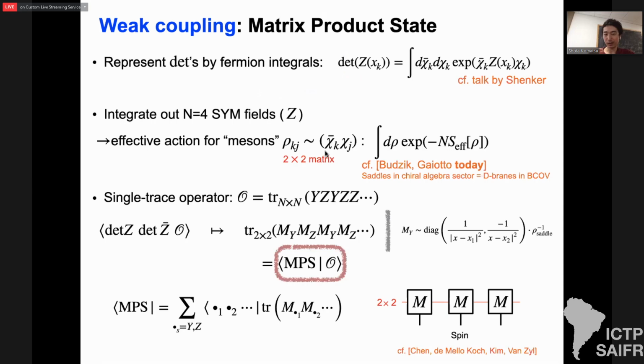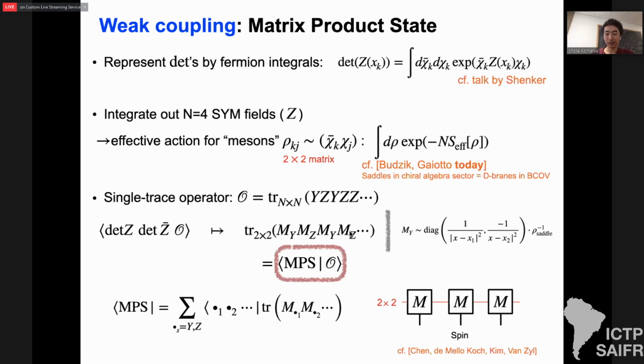If you're only talking about determinant operators, then this is the end of the story. But what we wanted to compute is a 3-point function involving a single trace operator. So let's take the single trace operator to be of this form. Then if you repeat this procedure in the presence of the single trace operator, you find that the final answer is given by some matrix trace, which takes a similar structure as the original single trace operator. But here, instead of N by N matrices, which we originally had, we actually have 2x2 matrices, where essentially these matrices are given by the saddle point value of this rho.